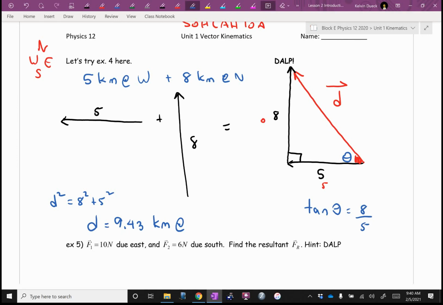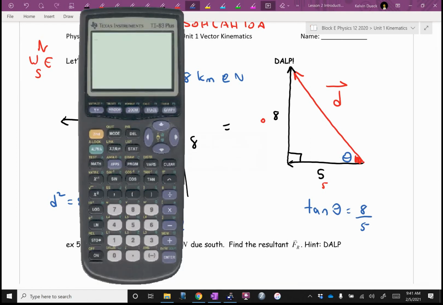How big is angle theta? Don't forget to hit the shift button. Now, you are going to notice you have to put it in brackets. So you'll have to go shift tan bracket 8 divided by 5, close bracket, to let your calculator know you're taking the inverse tangent of that whole thing. You get 58 degrees?